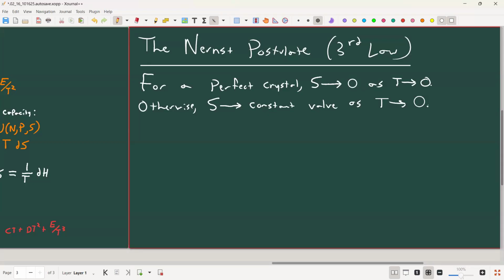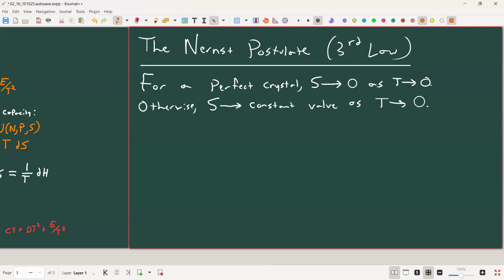But entropy is always positive, right? That was one of the things that we determined at the beginning of the class when we talked about it. It's a positive thing, and it always increases as the temperature increases. So therefore, it always has to hit a minimum. There is no negative value for it. So there's an absolute reference.